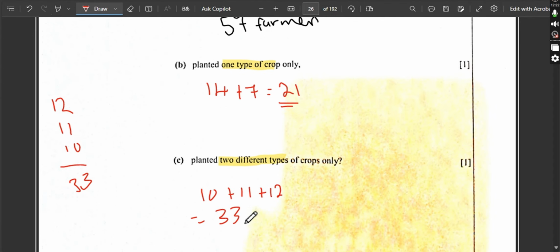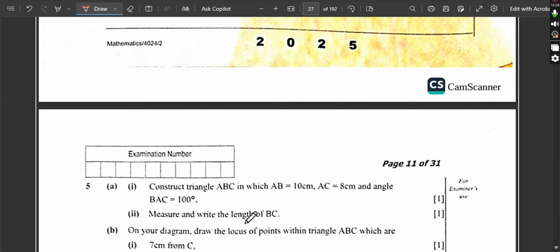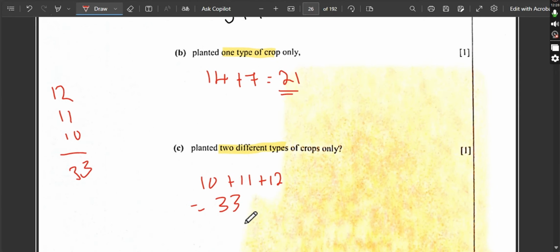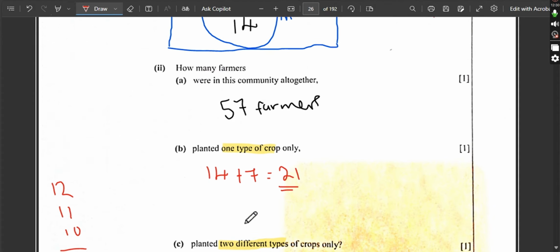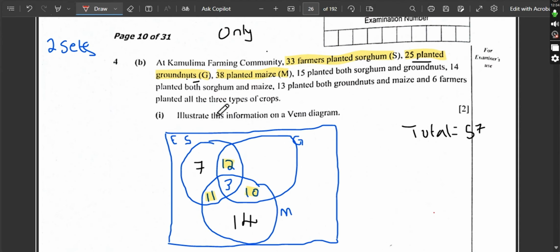Any other question below? So this was done for this particular question. You can go through it just to confirm that our answers were correct.